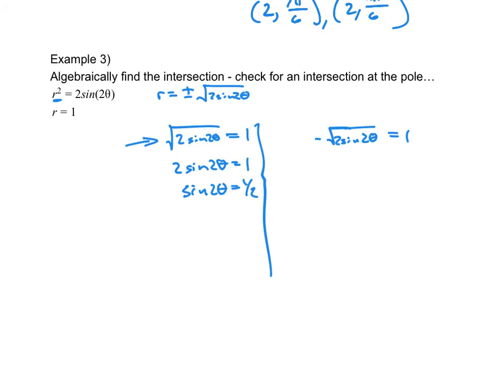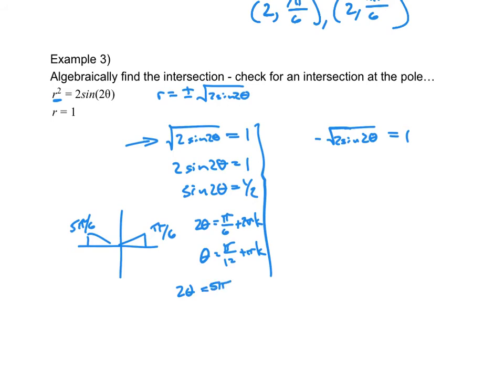Up above, we knew sine theta is 1/2 at pi over 6 and 5 pi over 6. So we will say that 2 theta equals pi over 6 plus 2 pi k. So theta would be pi over 12 plus pi k. We also know that 2 theta could be equal to 5 pi over 6 plus 2 pi k. So theta would be 5 pi over 12 plus pi k.